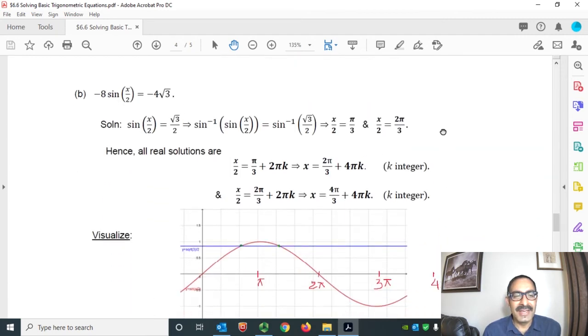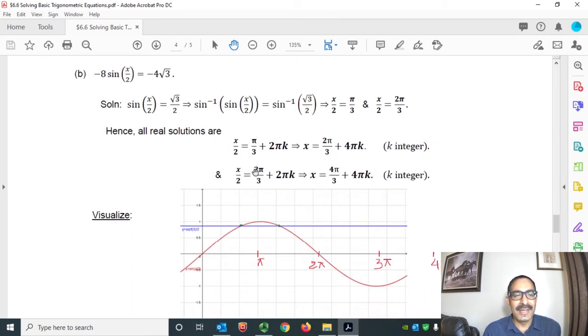Part B, solve -8 times sine x over 2 equals -4 times radical 3. So now we have the half angle here. So let's begin the solutions. Divide both sides by -8. So then the negative cancels. 8 divides 2 times. So we have sine x over 2 equals radical 3 over 2.